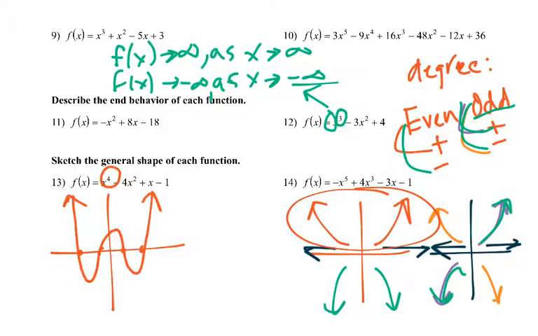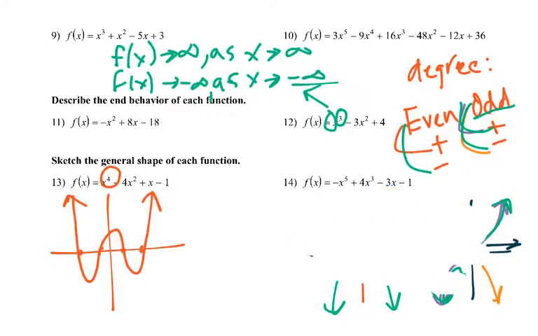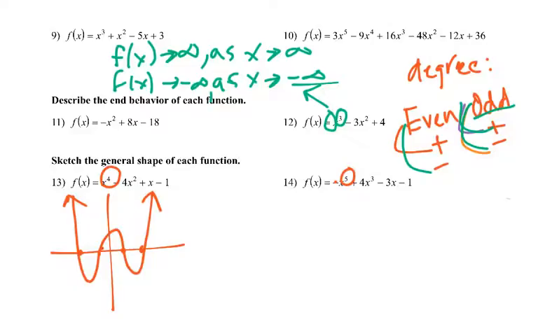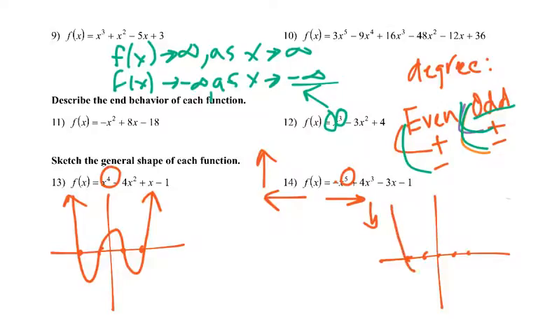Okay, for 14, we've got a negative odd, right? That 5 is odd and negative. So as we go left, we go down. As we go right, we go... Oh no, wrong way. As we go left, we go up. As we go right, we go down. So I draw my graph. There's 5 roots. So I could put all 5 of them in there if I wanted to. And I'd start up here. And do something like that.